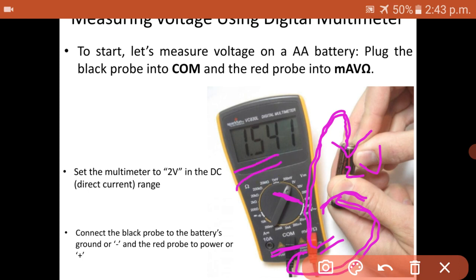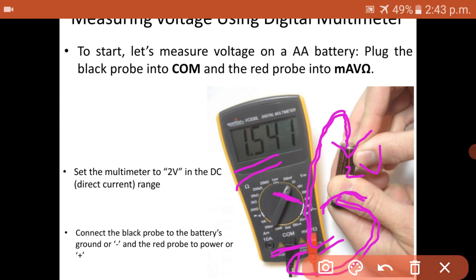is 1.54. But the value of that cell is 2 volts, and here it's showing 1.54 volts, meaning this cell is discharged by an amount of 0.46. Now the current reading is 1.54 volts. So in this way we can calculate the voltage of the given cell by using the digital multimeter.